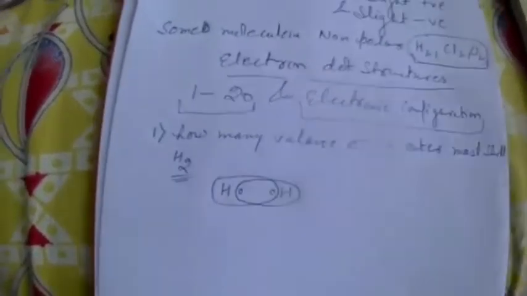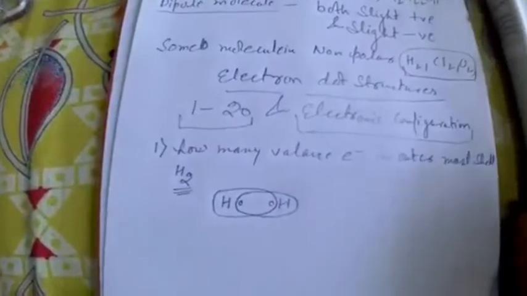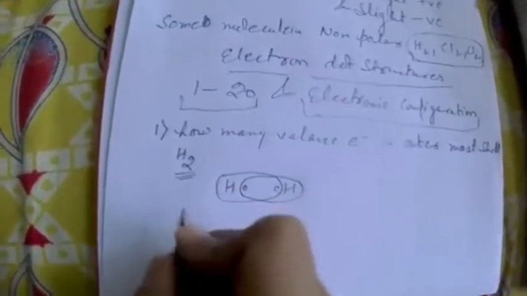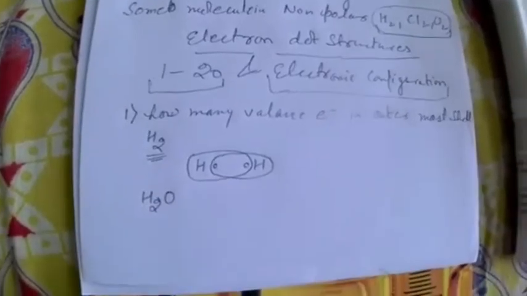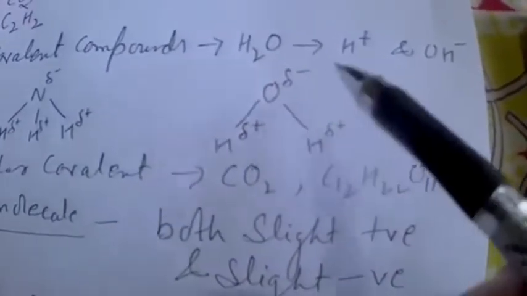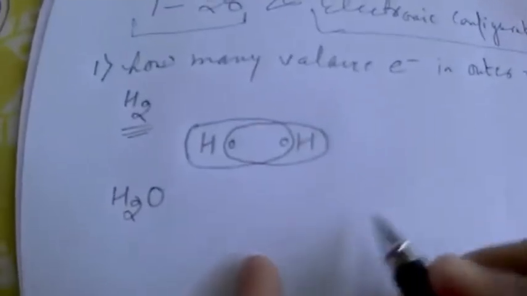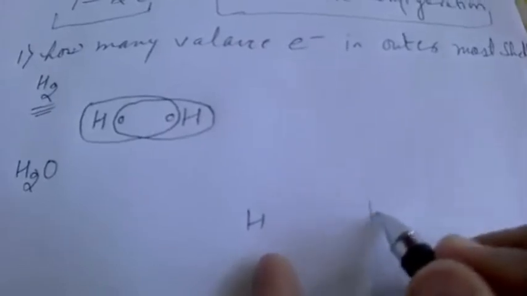So let's discuss another example of covalent bonding, and that is very simple: H2O. I have already made the structure of H2O here, so you can take an example or a hint from there also. So how can you draw it? One H this side, one H this side, and O here. One electron here, one electron here.